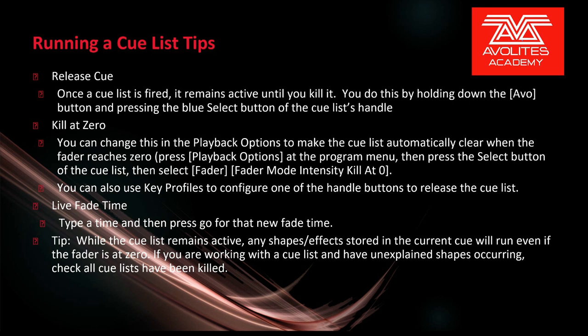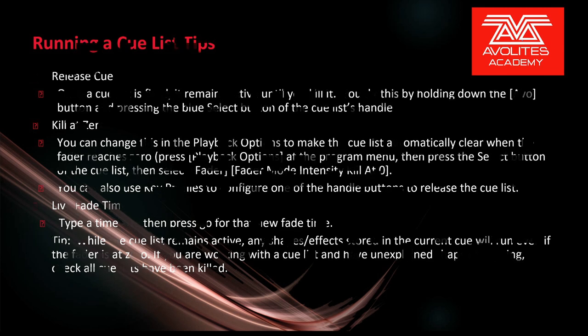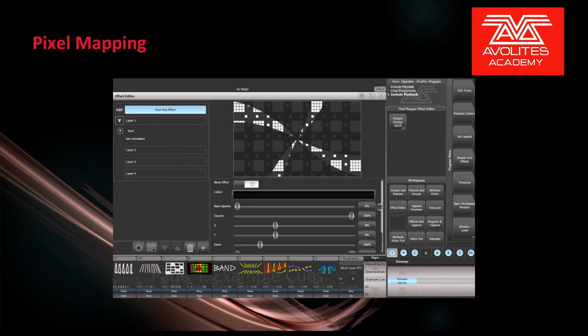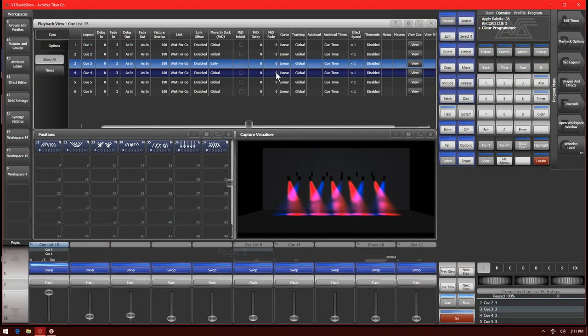So if you're working with a cue list and have unexplained shapes occurring, check that all cue lists have been killed. Let's see what our next slide says, and then we might do pixel mapping, which we're not doing today. That is tomorrow. So let's go back to our mobile display real quick and show a couple of those things we did. Give me one second here. Why did it not do that?